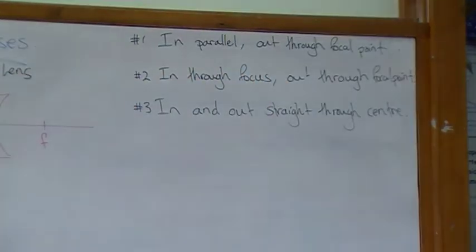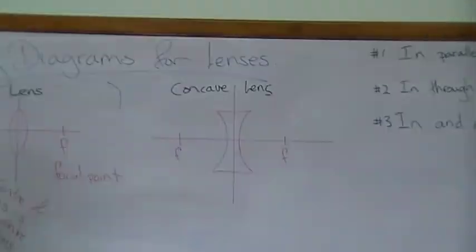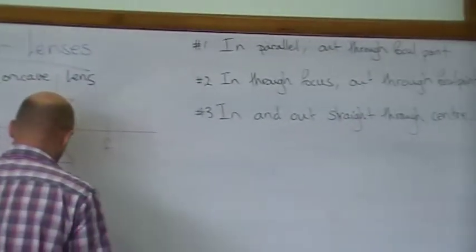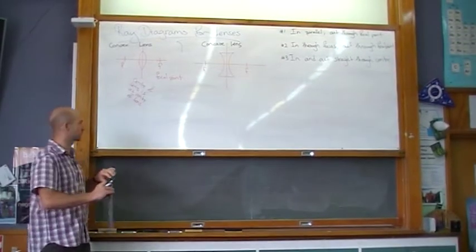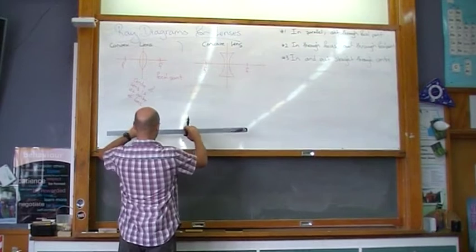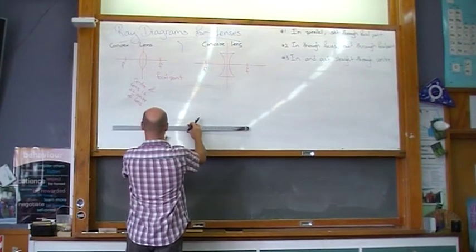And so we're going to have a go at applying those three rules. We're going to start by doing a convex lens. So, same as with mirrors, it's really important that when we're drawing these diagrams, we do it to scale. Otherwise, it's not going to work out for us.